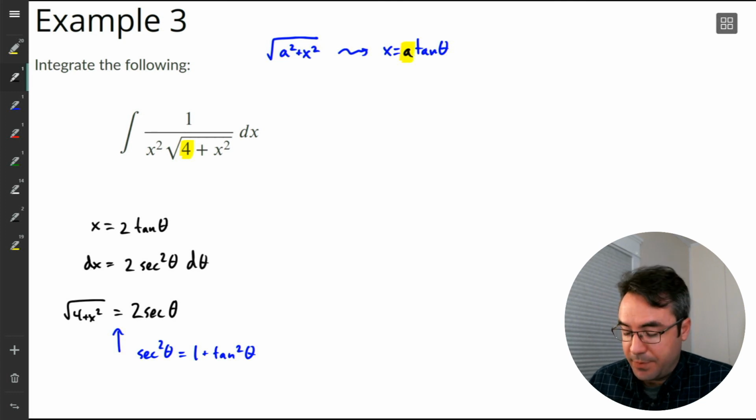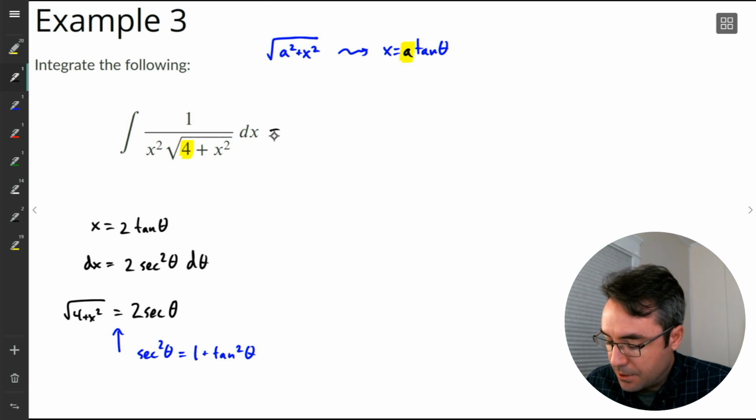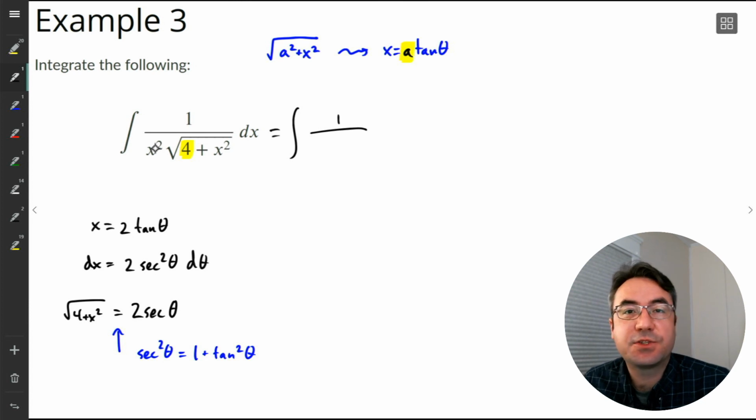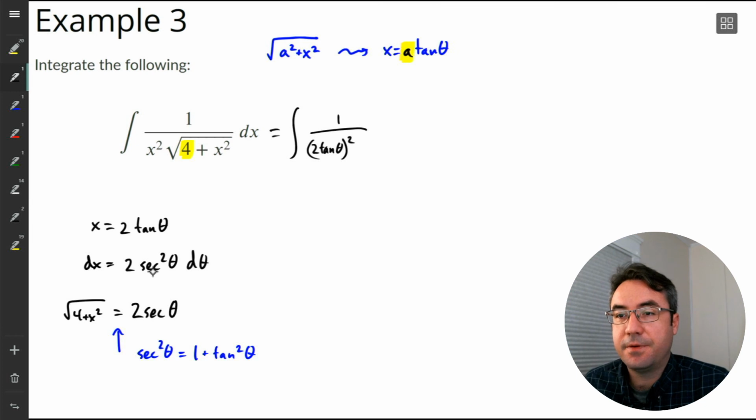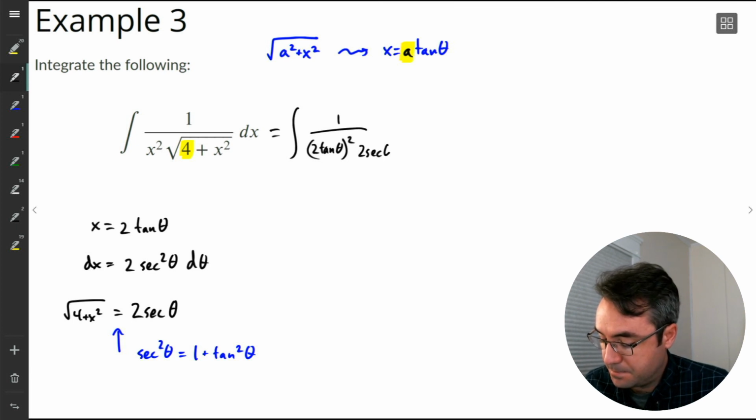All right, so we have all of our pieces now. So let's just plug everything in. So we're going to have the integral of 1 over, instead of an x squared here, we're going to do 2 tan squared. And then instead of the square root term, we can put in 2 secant. And then finally, instead of dx, we can put in our 2 secant squared theta d theta.